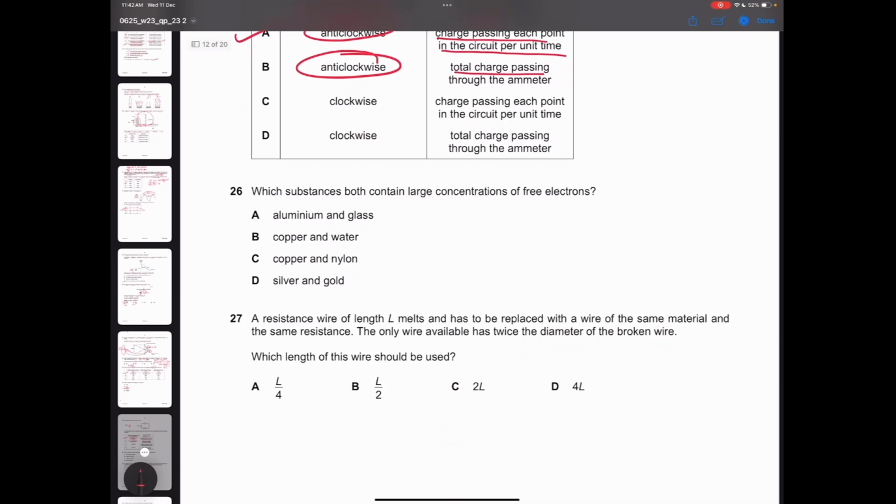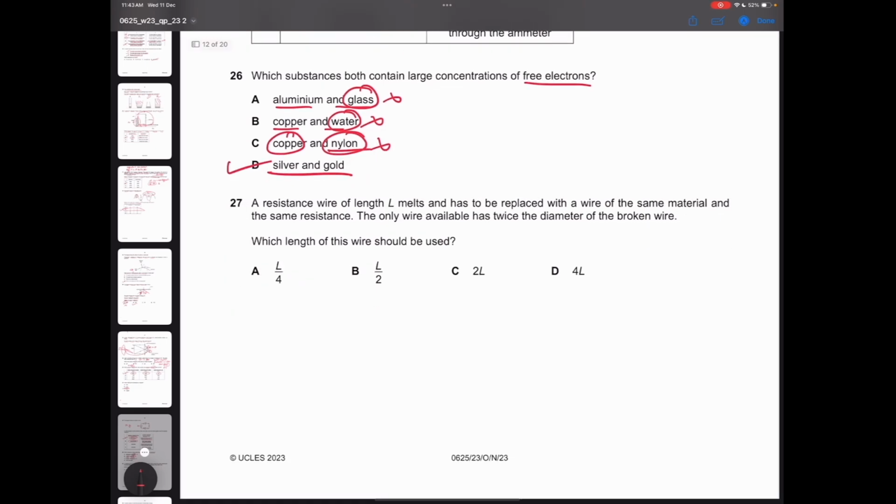Which substances both contain a large concentration of free electrons? We know that metals contain free electrons. Which option should it be? Aluminum and glass. Glass is not a metal. Copper and water. Water is not a metal. Copper and nylon. Nylon is not a metal. Silver and gold. Yes. Question number 27.